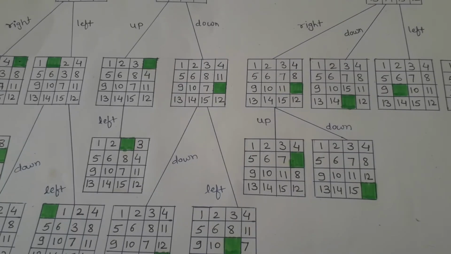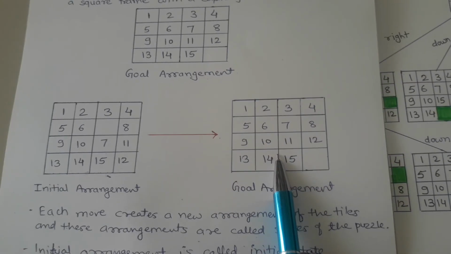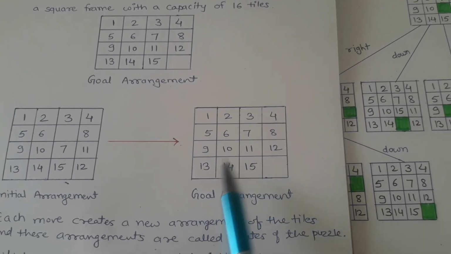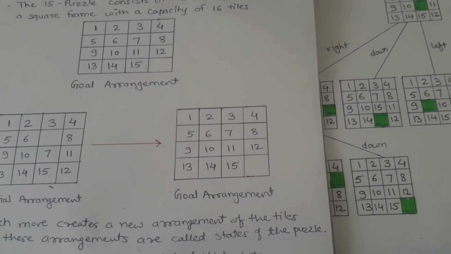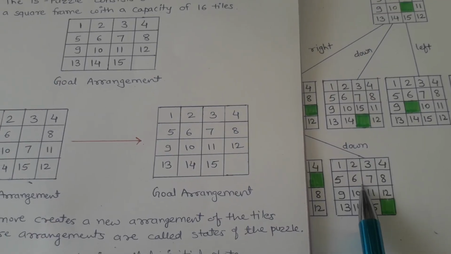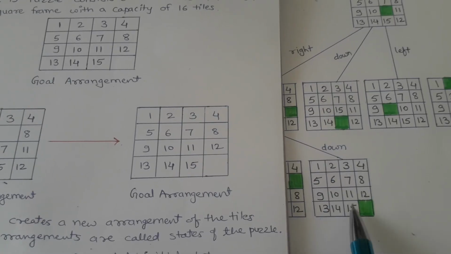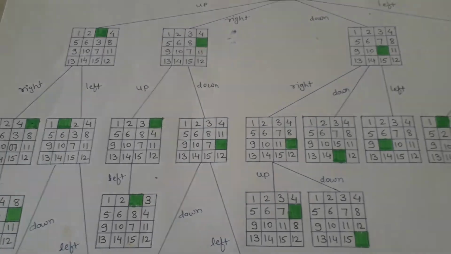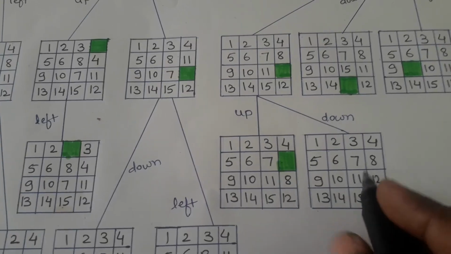And if we see our previous arrangements, we have to move this initial arrangement to the goal arrangement like this: 1, 2, 3, 4, 5, 6, 7, 8, 9, 10, 11, 12, 13, 14, 15. And this 16th tile is empty. Now this arrangement is possible here. So here we achieve our goal. So these tiles 1 to 15 are present sequentially, and this 16th slot is the empty slot. Now in this way we got our goal arrangement.